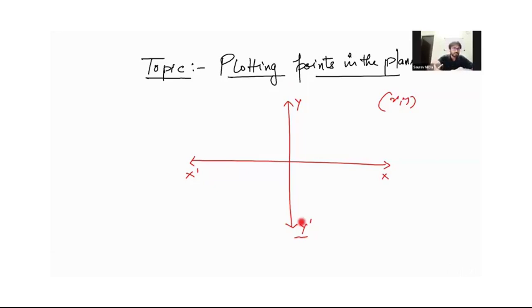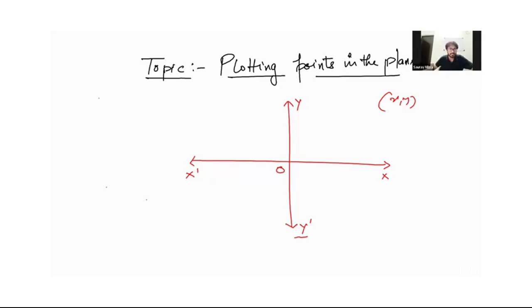Okay, now we will discuss, and here it is your origin. The intersection of both the horizontal and vertical line is called your origin. Now let us discuss the plotting of the points.